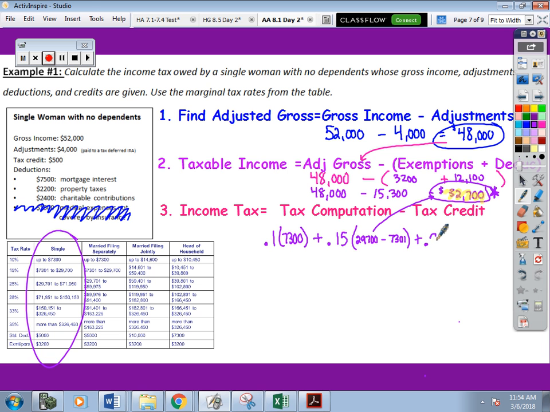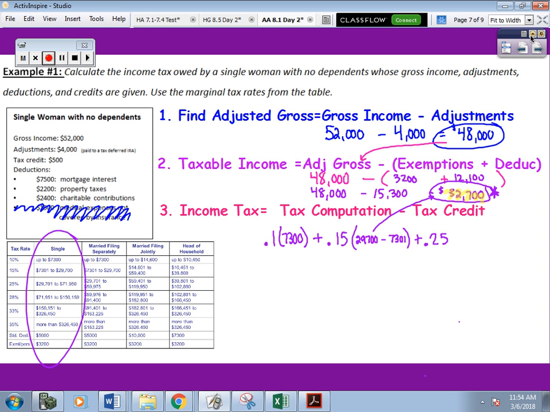So we'll add our 25%. Now, the 25% goes all the way up to $71,000, but we are not being taxed on $71,000. We're only being taxed on $32,700. So this number goes in as your large value, $32,700, and you're going to subtract the lower bound that is in the 25%, which is your $29,701. Okay, that is your tax computation.